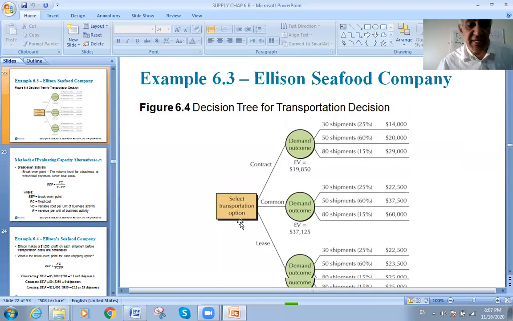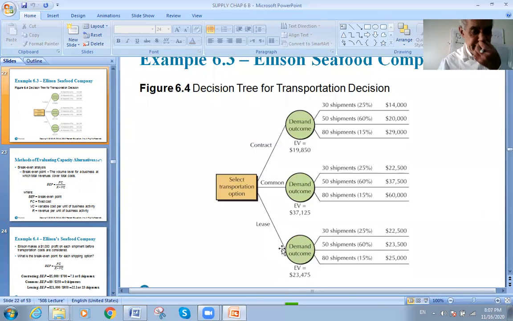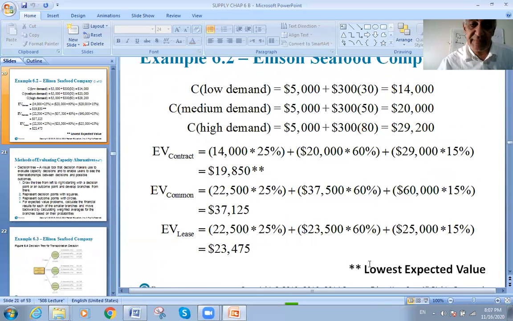Then the third is the lease. If I lease, how much will the cost be? 22,500 times 25%, plus 23,500 times 60%, plus 25,000 times 15%. Here we go, the lease: 20 times 25, 23,500 times 60, 25,000 times 15%. That will give me 23,475.